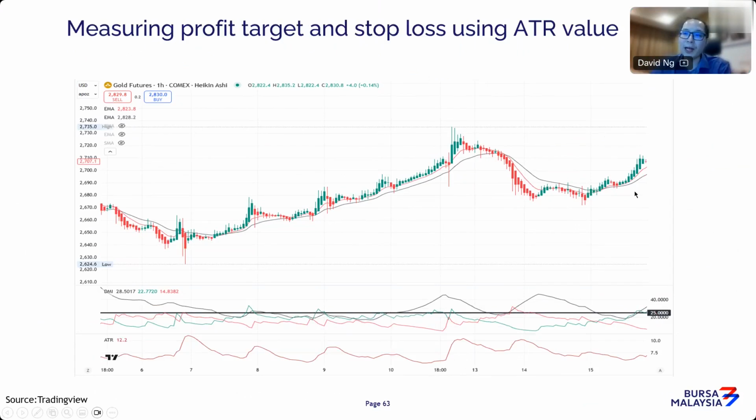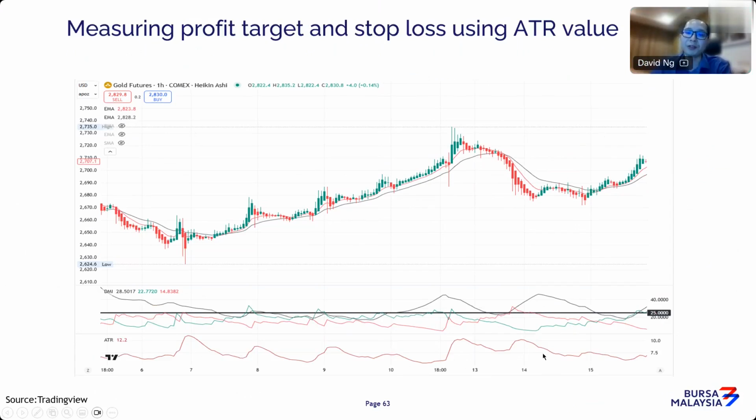Now, once we identify entry signals, it's also important that we manage our loss accordingly. Markets don't always go in our favor. We have to acknowledge that fact. The key thing to protect ourselves is that we must have a way to get stopped out just in case we are wrong. One of the ways to do that is to look at the ATR value. ATR stands for average true range.